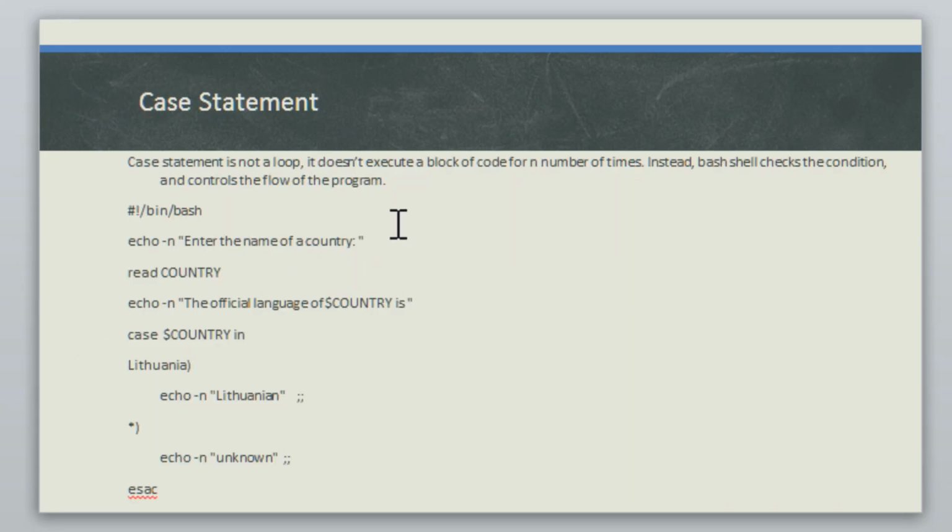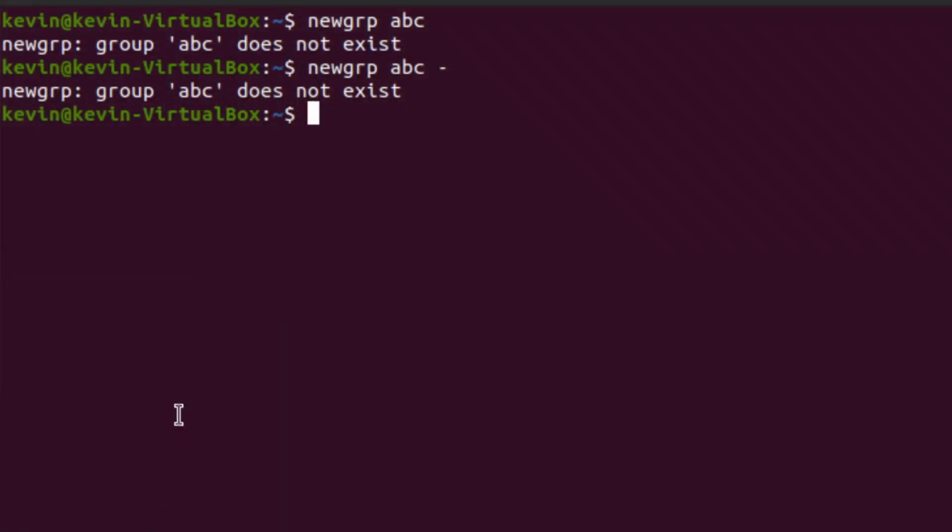We'll go ahead and review case statements as well. So remember, a case statement is not a loop. It does not execute a block of code n number of times. Instead, the bash shell checks the condition and controls the flow of the program. So here we have a simple script. We'll go ahead and write the script up together here.